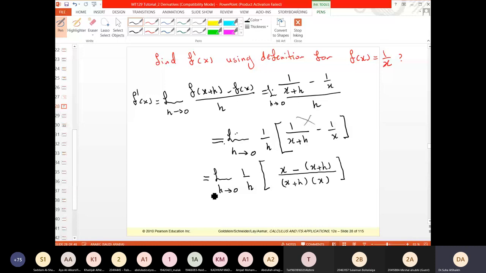We cancel. x will go with x. We will remain with minus h. And this h will cancel this h at the bottom now. So what do we remain with? We remain with the limit when h goes to 0 of minus 1 over x plus h times x. Are you getting that? Is it clear?